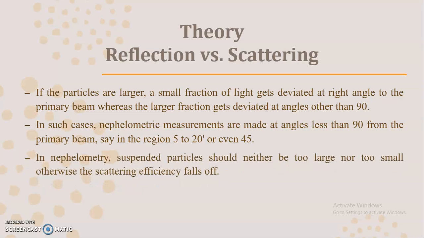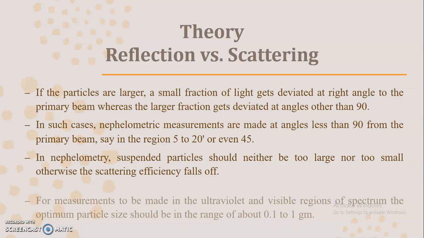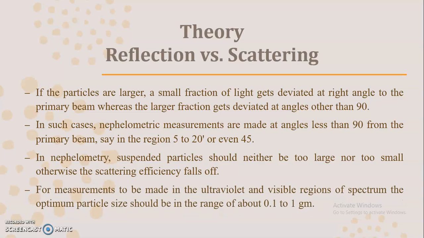In Nephelometry, suspended particles should be neither too large nor too small. Otherwise, scattering efficiency will fall. So we have to maintain the optimum particle size to use the Nephelometer effectively. For measurement in the ultraviolet or visible region, the optimum particle size should be in the range of about 0.1 to 1. So in this way, we can use the Nephelometry instrument effectively. So this is about the theory involved in Nephelometry.